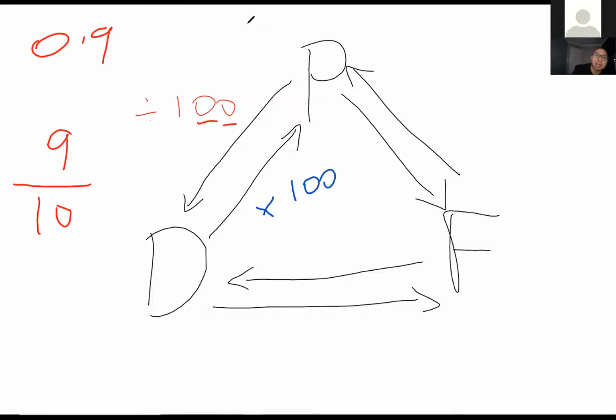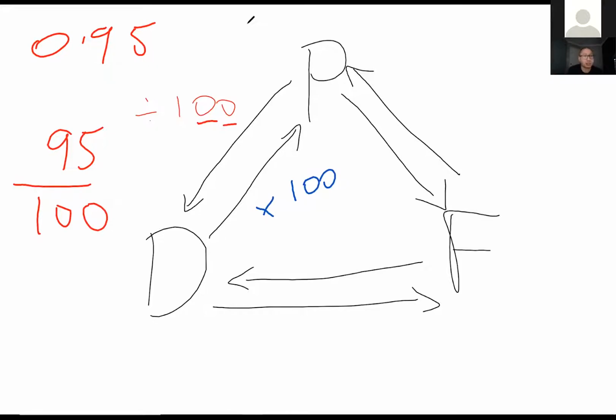But if I had, say, 0.95, to turn that into a fraction, I take all the numbers that are in here and I put it over the smallest place value. Now, in this case, I've got 9/10, but I've also got 5/100. So this is the same as 95 over 100. And this isn't my simplest fraction, though.